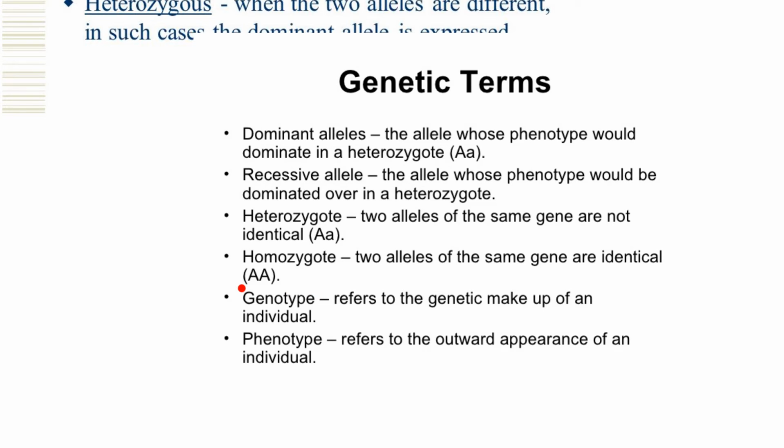Genotype is the genetic makeup of the individual. So the genotype is, back up here, capital A, capital A. Phenotype is the outward expression, what is observable in the animal, like the phenotype of a coat color or the weight.